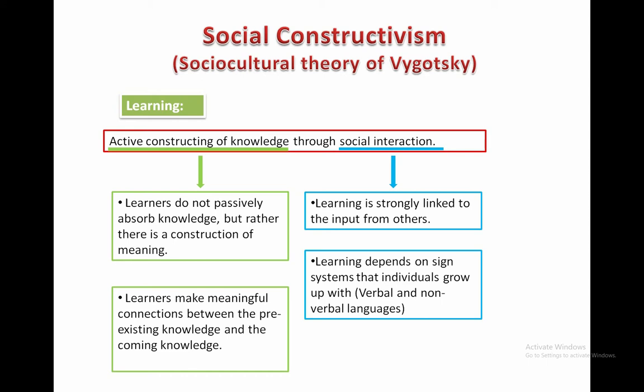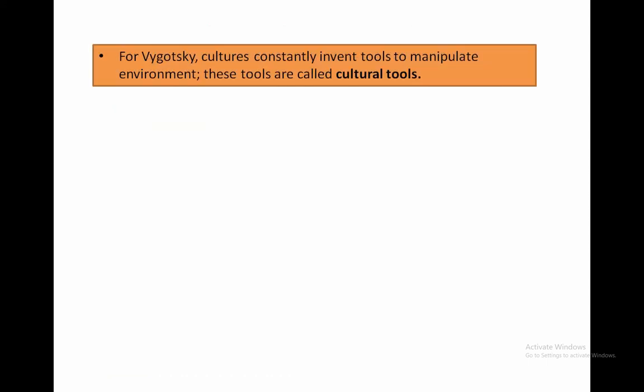So far, we have covered how social constructivism defines learning, but how does this learning take place? To answer this question, we are going to shed light on some principles of sociocultural theory of Vygotsky. For Vygotsky, cultures constantly invent tools to manipulate the environment. These tools are called cultural tools.